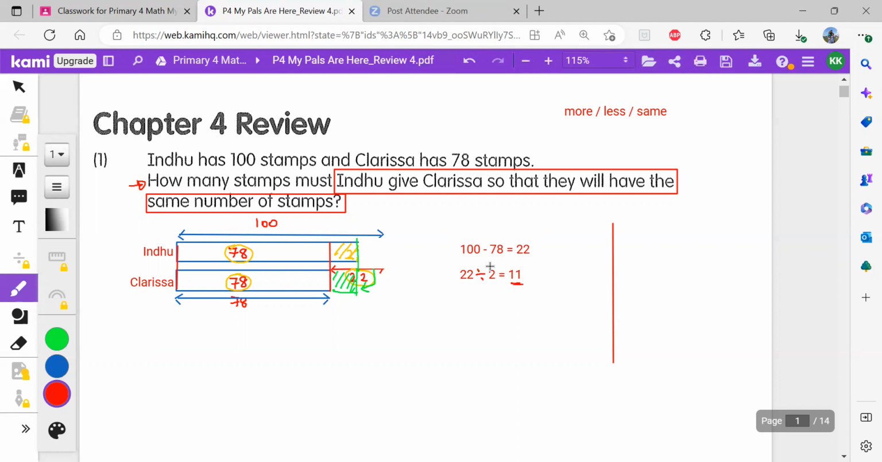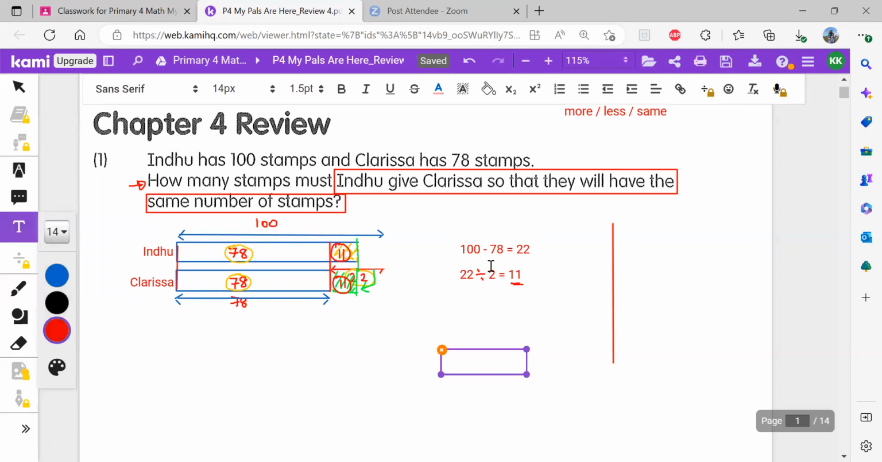So after giving 11 stamps, there will be 11, 11. Both of them will have the same number of stamps, right? Indu has 78, Clarissa 78. Indu has 11, Clarissa has 11. Don't they have the same number of stamps? All right. So you can finish off with a word statement. Indu can give Clarissa 11 stamps.